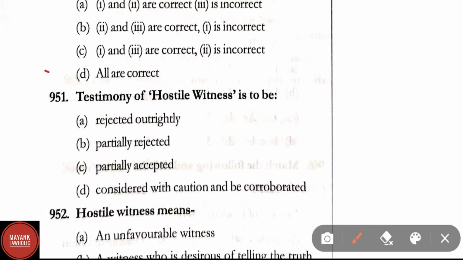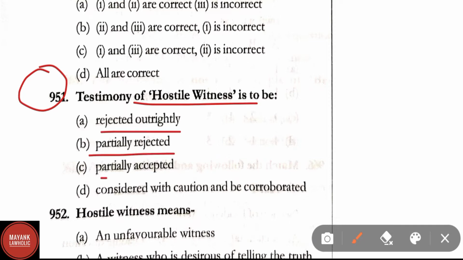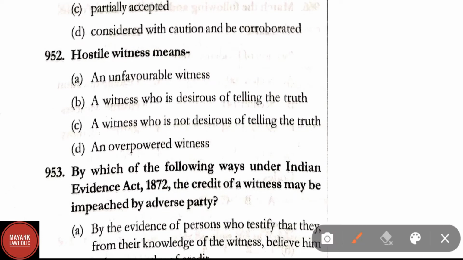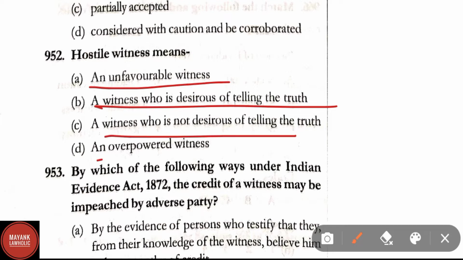Question number 951. Testimony of hostile witness is to be rejected outrightly, partially rejected, partially accepted, considered with caution and be corroborated. Here correct answer is option D, considered with caution and be corroborated. Question number 952. Hostile witness means an unfavorable witness, a witness who is desirous of telling the truth, a witness who is not desirous of telling the truth, an overpowered witness. Here correct answer is option A, an unfavorable witness.